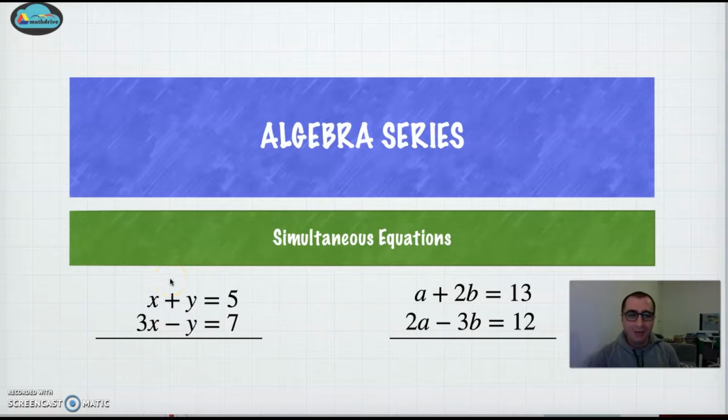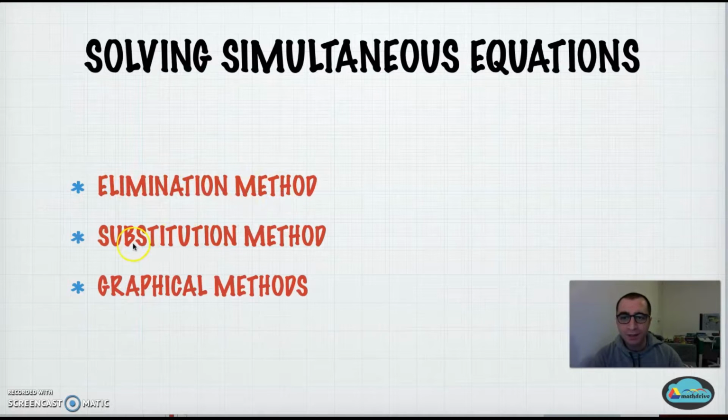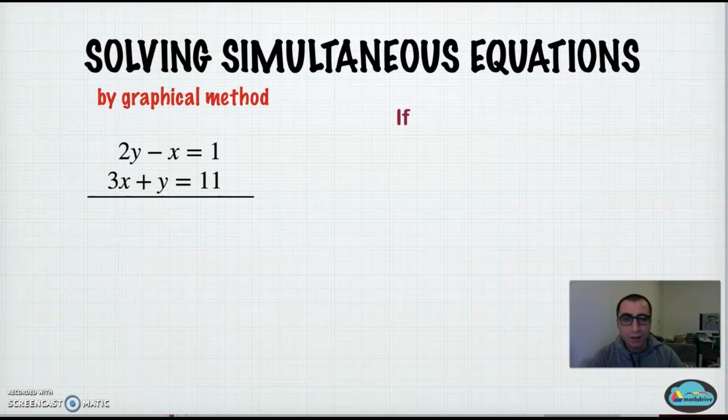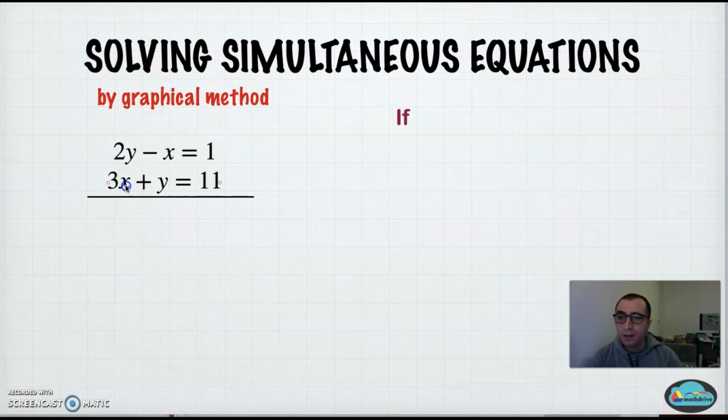Hello everyone, we have been working on simultaneous equations, and so far we have worked on elimination methods and then substitution methods. And in this video I would like to discuss graphical methods to solve simultaneous equations. If we have a pair of equations like this, each equation represents one straight line. So you are going to draw the straight line that corresponds to this equation, and another straight line for the other equation.